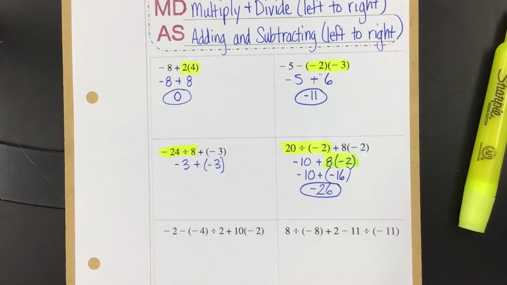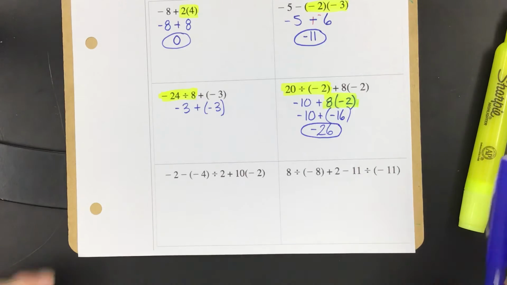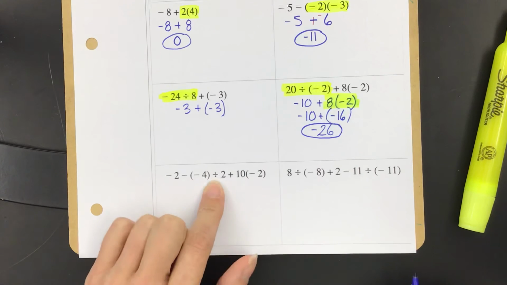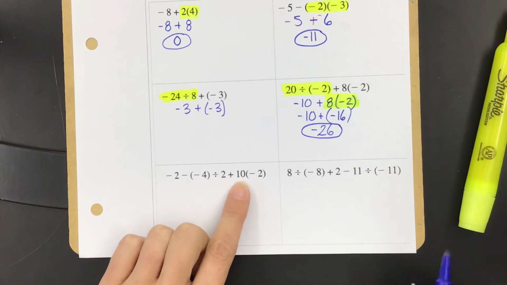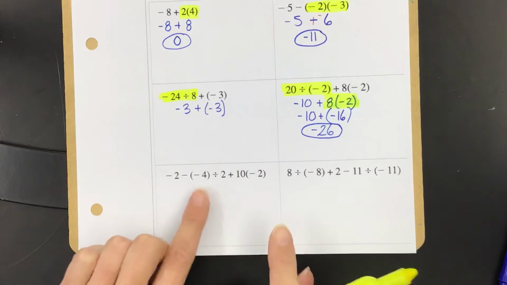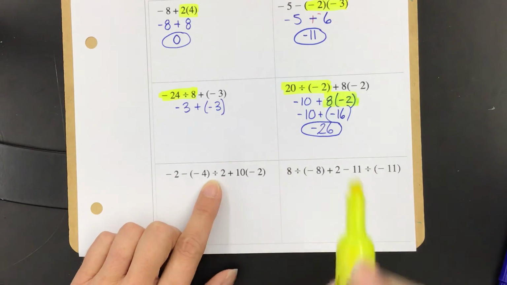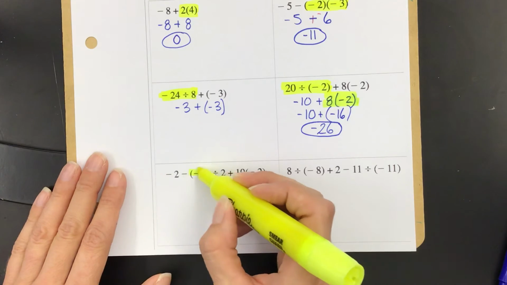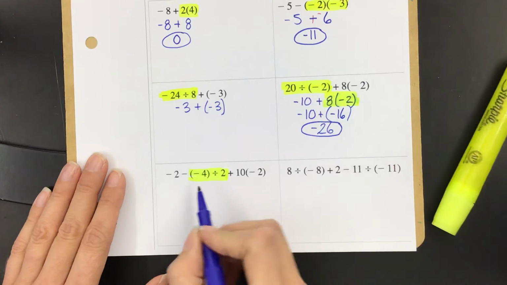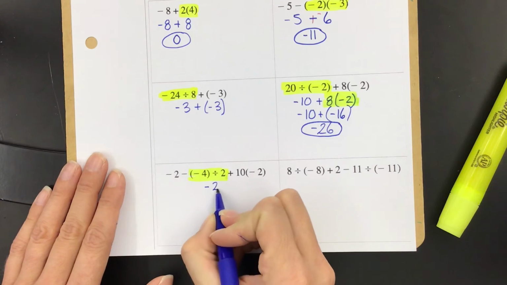Okay. Let me walk you through another one, and then you can try this last one on your own, okay? All right. Let's take a look. We're subtracting. We're dividing. We're adding. We're multiplying. Since we want to multiply and divide first, we're going to hone in on those. We have division and multiplication. We want to go from left to right, so I'm going to do the one on the left first. Okay. -4 divided by 2 will be -2.